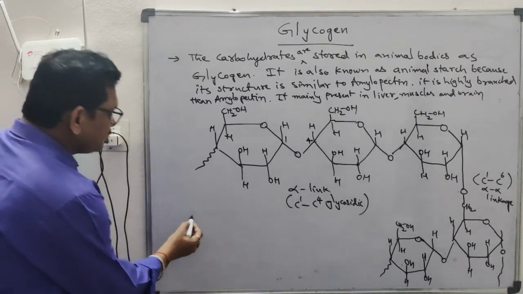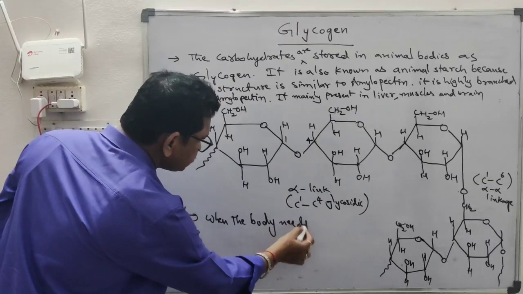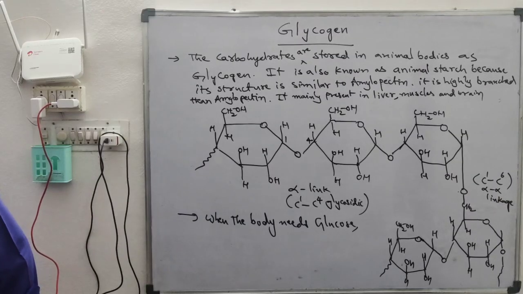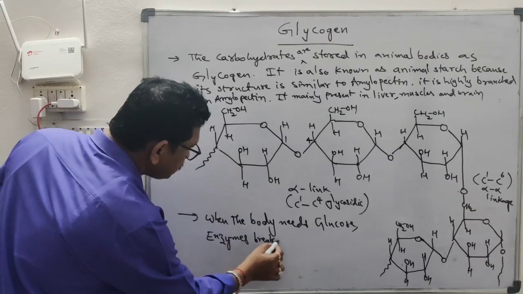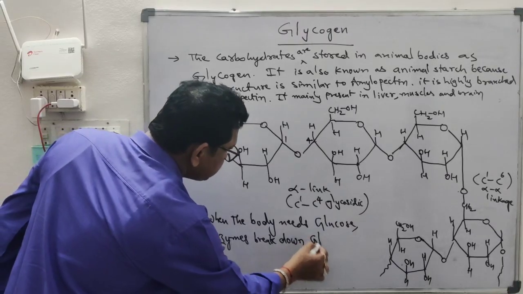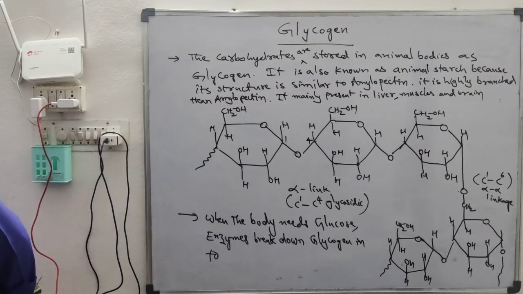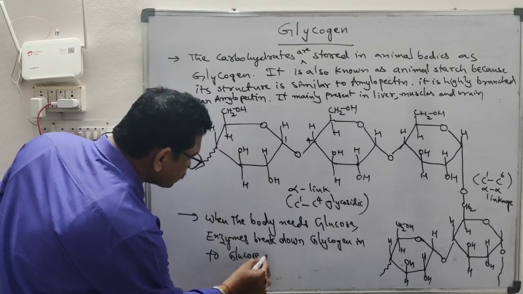Okay, here when the body needs glucose, enzymes break down glycogen into glucose units, into glucose.